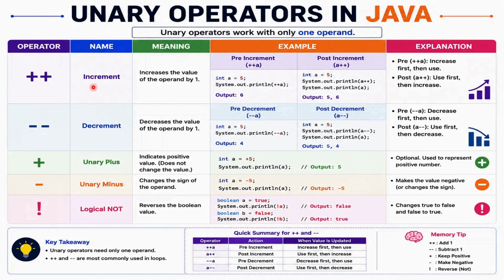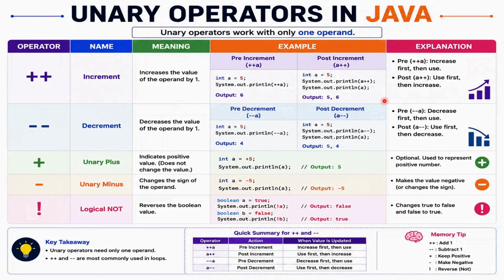So friends, pay attention here because it is a little bit tricky. I know as a beginner I also faced this, and this is also asked in interviews. This is the interview question which is asked. For me also it is asked. So pay attention. So first operator is increment operator. The meaning is it increases the value of operand by 1.